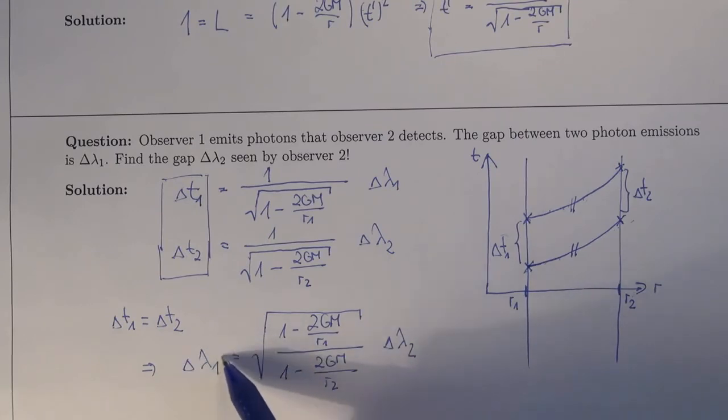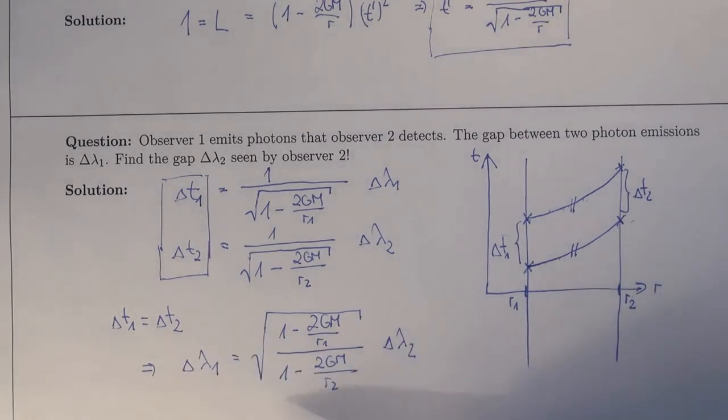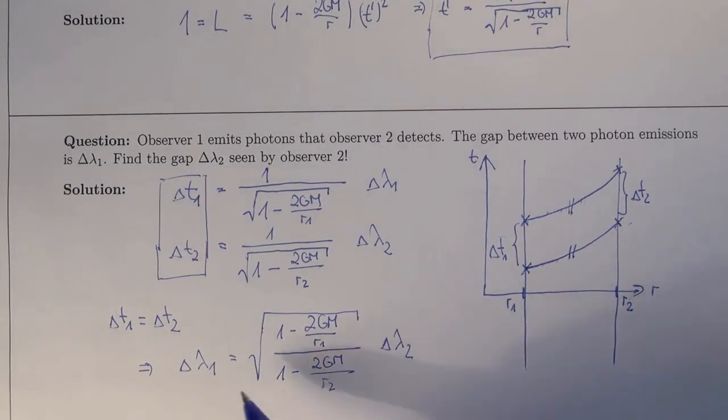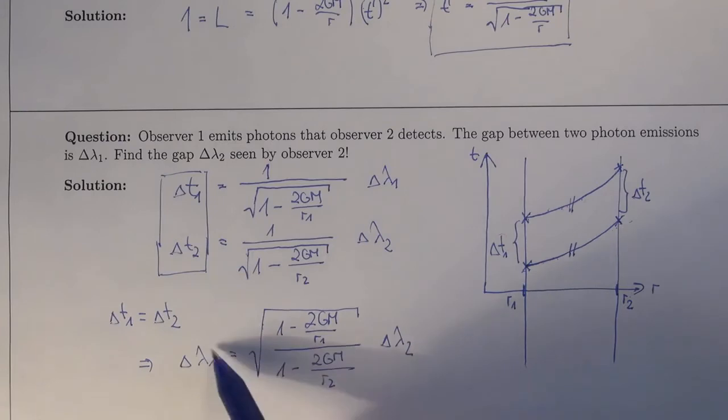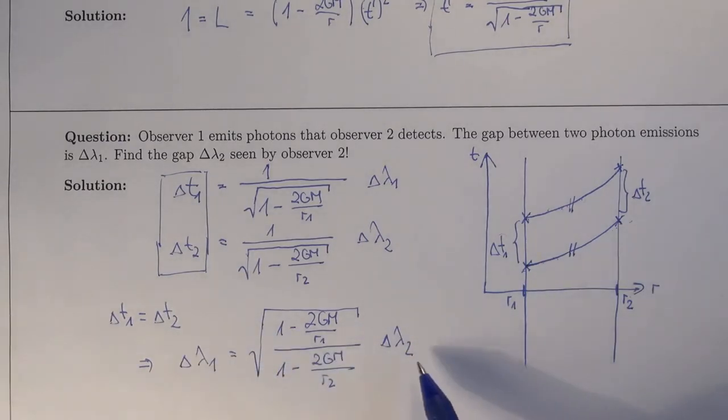So you get this fact. Observer 1 emits photons with a delay in its eigentime of delta lambda 1. However, observer 2 detects these with this factor here. So he picks up such a factor.